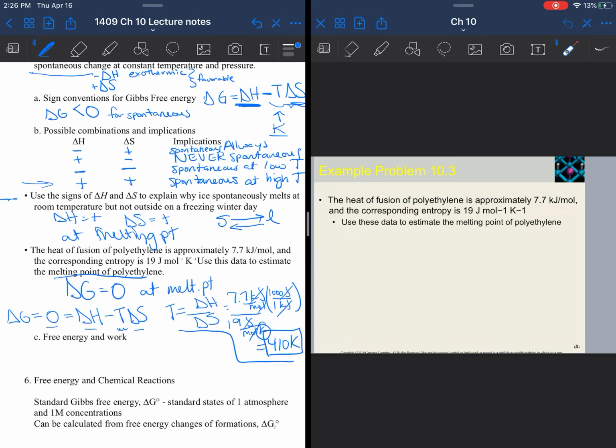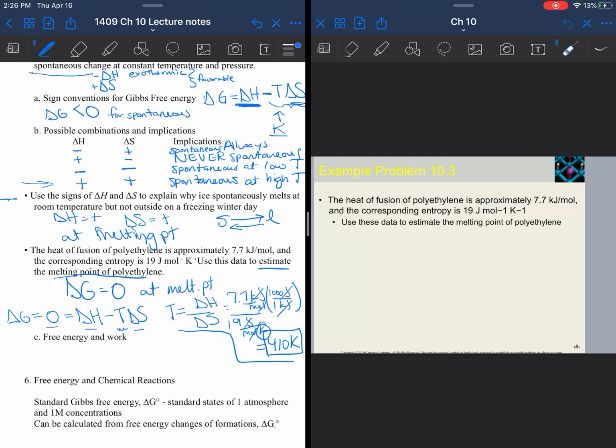Now, it's not perfect. It's an estimation. This assumes that delta H and delta S are not affected by temperature differences, which they are. So that's why you're going to see words like estimate, estimating that melting point.